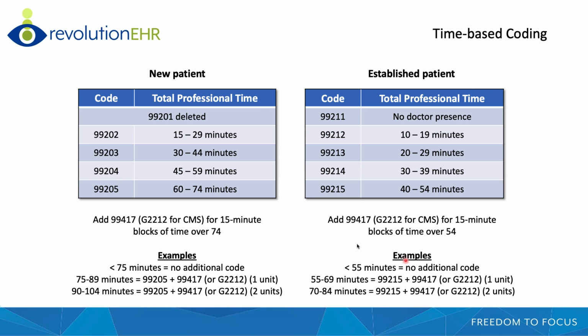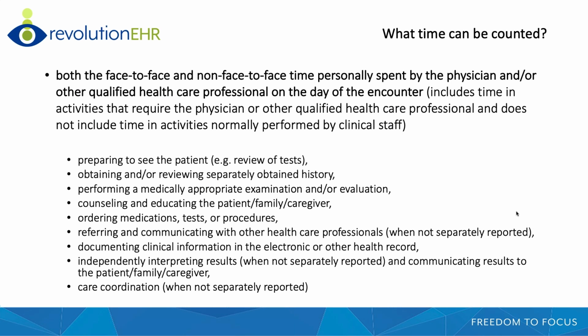That thinking works the same way on the established patient side, the only difference being that the upper end time limit is less on the established: it's 54 instead of 74. So again, I assume that's a lot of information, and if this is your first exposure to that, it could be a little bit confusing, but hopefully there's enough in there that makes sense to build on in the future.